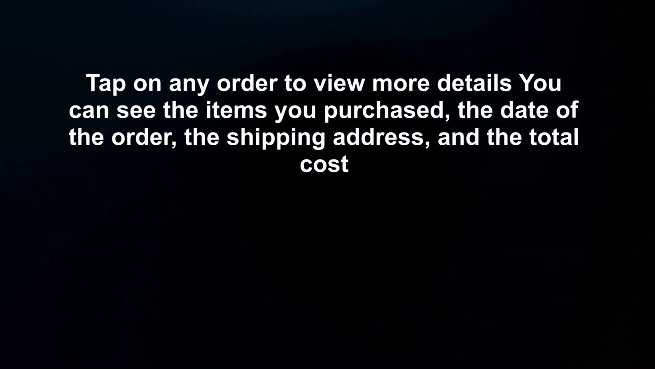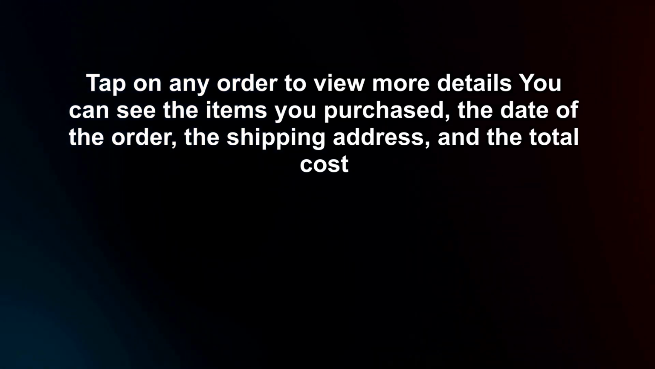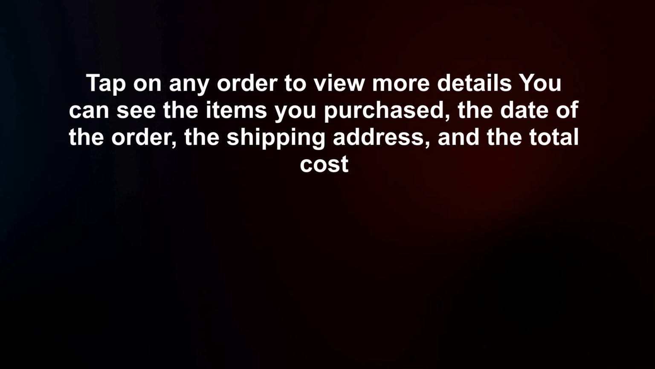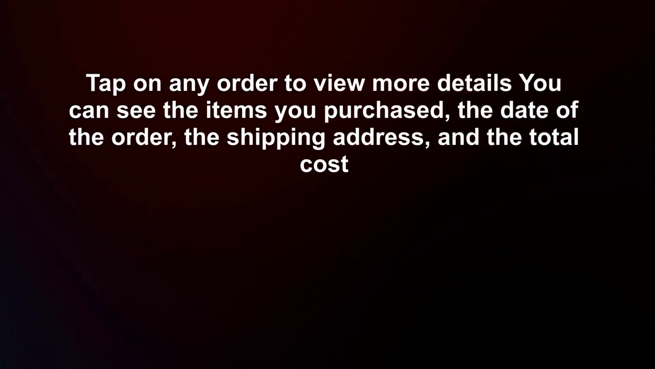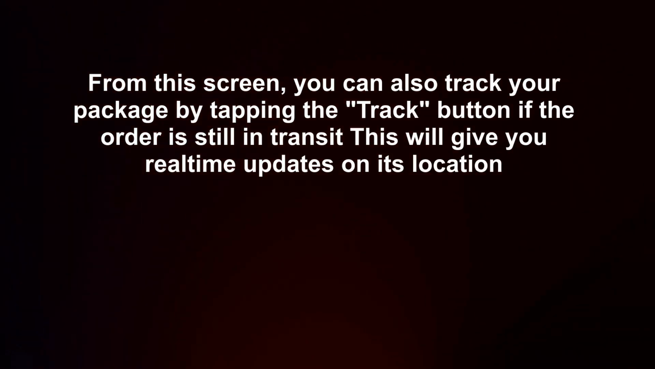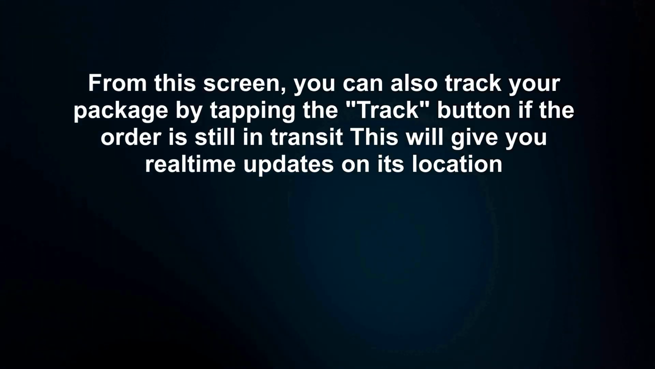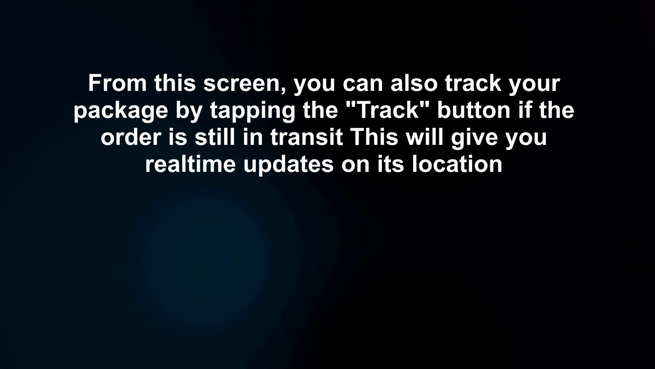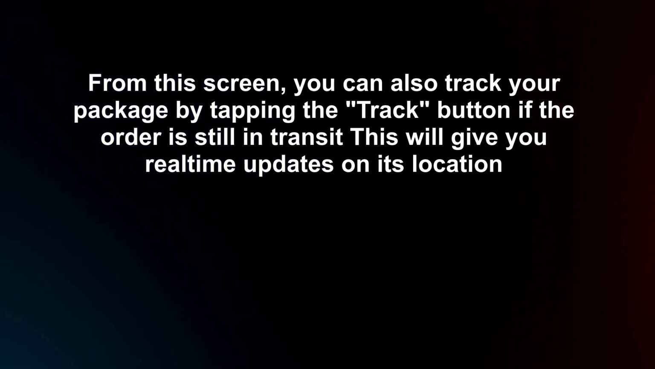Tap on any order to view more details. You can see the items you purchased, the date of the order, the shipping address, and the total cost. From this screen, you can also track your package by tapping the track button. If the order is still in transit, this will give you real-time updates on its location.